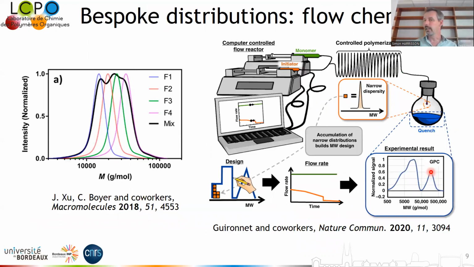And that's been taken even further using flow chemistry, notably by Cyril Boyer and Jiang Zhu, and most recently by Damien Guéronnet, who showed that they could essentially design whatever kind of molecular weight distribution they wanted, and then set up a computer-controlled flow reactor that would sequentially generate a range of different distributions that were then all combined together at the end to produce a molecular weight profile that corresponded to the desired profile that was initially programmed in.